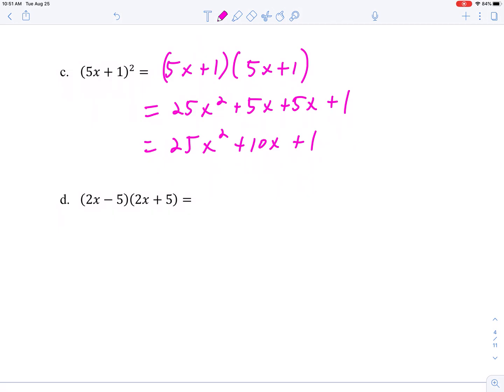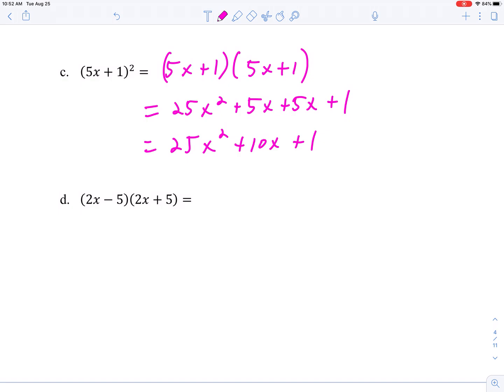Alright, the next one here, part D. This one should bring back some memories, hopefully good ones, possibly not. Look at the two parentheses. We got 2x and 2x, and we got a 5 and a 5. The only difference between these parentheses is the sign in between, right? So there was a little term we used when we have this situation. It's called difference of squares, or difference of two squares, either way. If you forget the difference of two squares thing, that's fine. You can just FOIL.